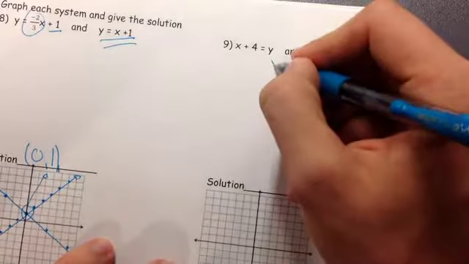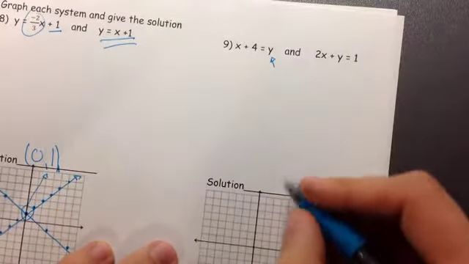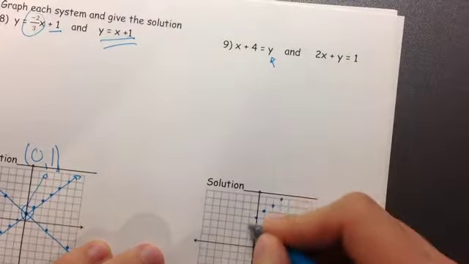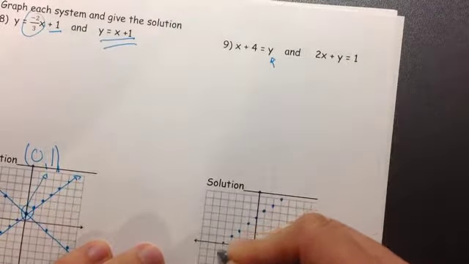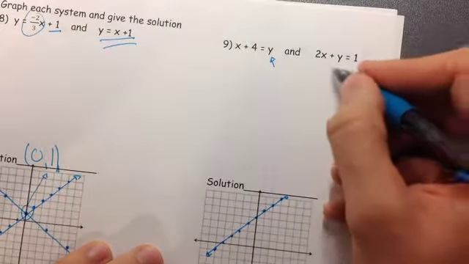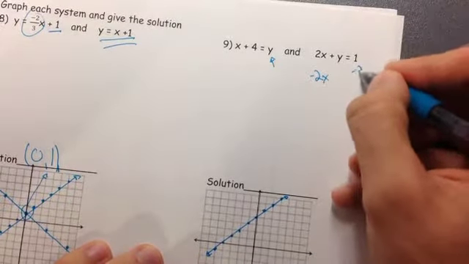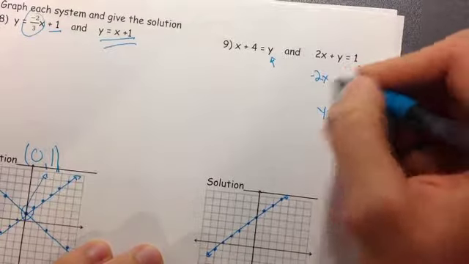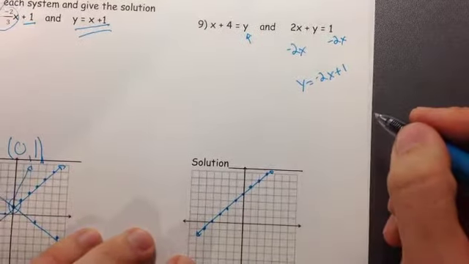On this one, don't be fooled. Y is on the other side. We still have a slope of 1. We still have an intercept of 4. Just like the previous time, make sure you get just a whole bunch of points. And then on this one, got to solve for y. If we don't solve for y, there's a problem, because you cannot identify that slope and that intercept correctly.